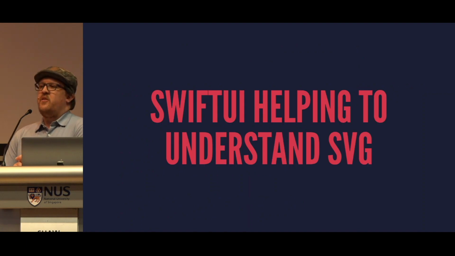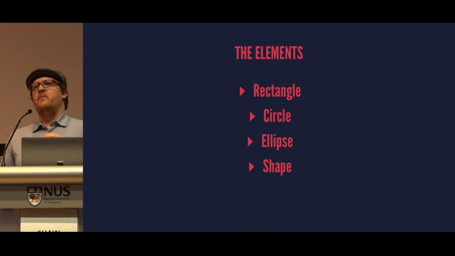Next one is we get to see how SwiftUI helps us understand everything about SVG. So this is the fun stuff. This is what we're all here for, to know who the new boy is. So what are the basic building blocks that we're going to be using in SwiftUI? It is stuff like rectangle, circle, ellipse, and shape. All of these get put into views and away you go.